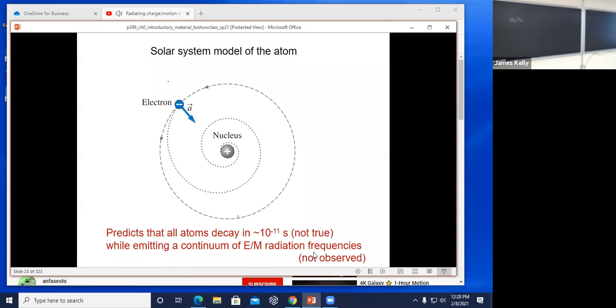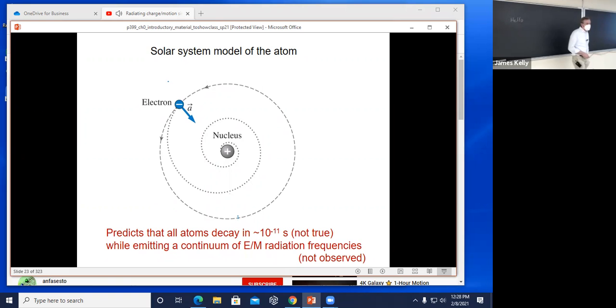So what it means is the electron is going to spiral into the nucleus in an amazingly short amount of time, 10 to the minus 11 seconds. And that's certainly not true. We have lots of atoms that are stable. So there's something wrong with that point particle picture that hopefully our wave model of things is going to patch up. It's not clear that it's going to patch it up right now, but at least we have some hope. And it's going to emit a continuum of electromagnetic radiation frequencies.